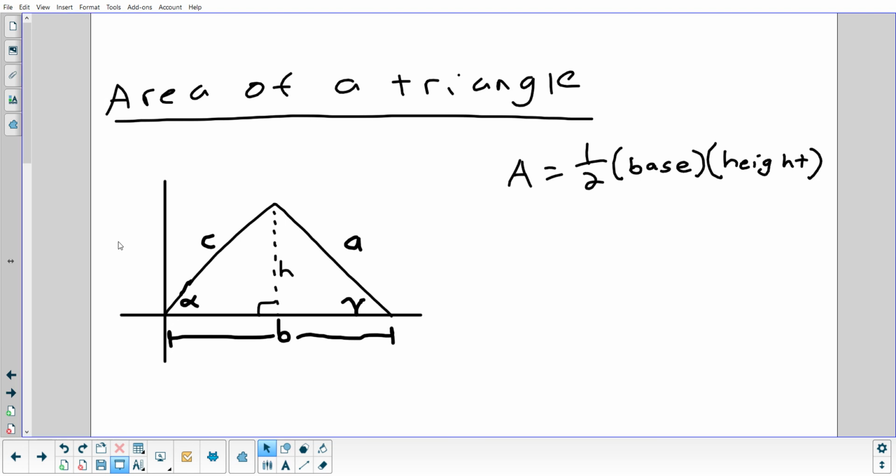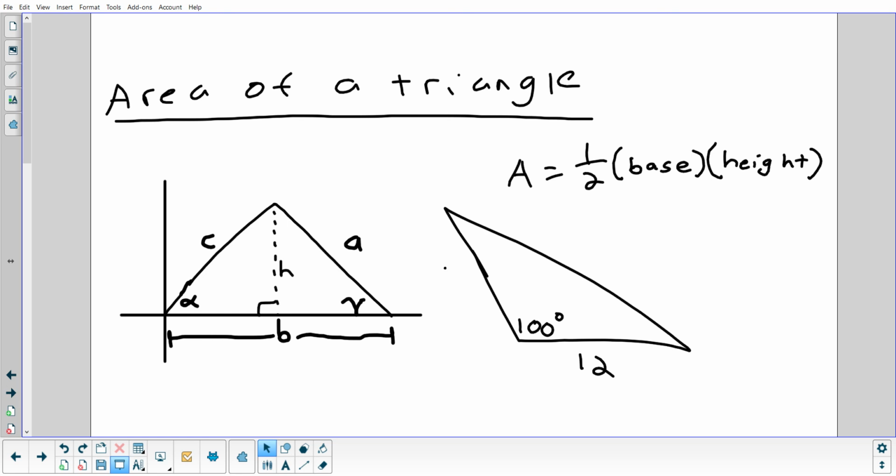So here's your basic formula from geometry. The area of a triangle is 1/2 the base times the height. Well, that works great if you know the base and you know the height. But let's say you don't know the height. You're given a triangle like this. Say the base is 12. Maybe they give you an angle of 100 degrees, and maybe this side is 13. Well, that 13, that's not the height, because it's at an angle.